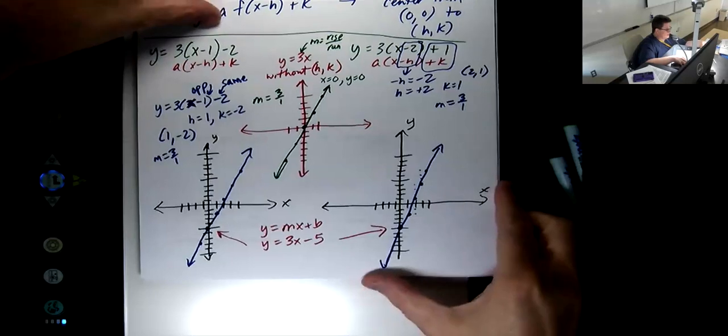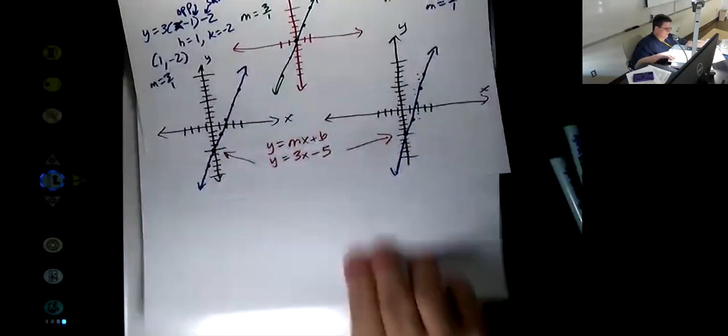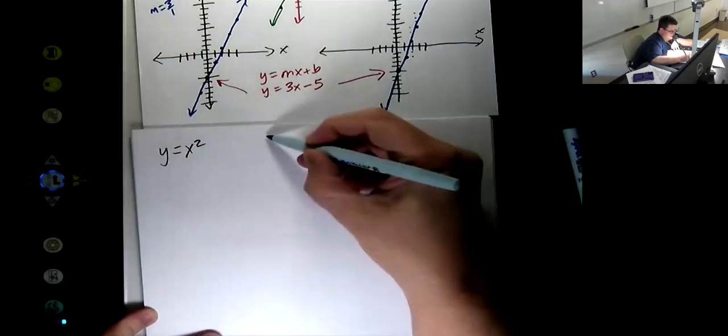When we scale it to something like a quadratic function, y equals x squared.